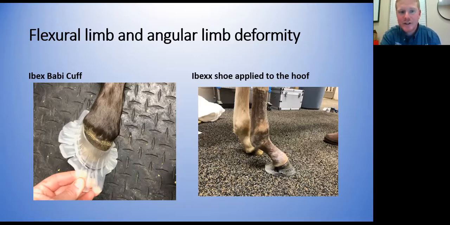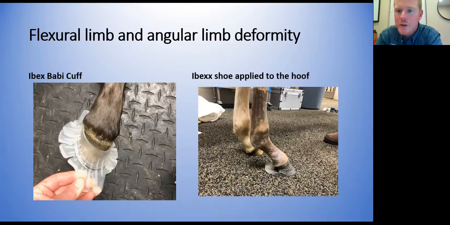What you can do is actually cut areas. The cuff comes in sections, and there are stages to these plastic cuffs, and you can cut the area that you don't want to extend out. So when you have an angular limb deformity or a flexural deformity, like this horse in the image on the right, you can cut away. This horse still has the cuffs. This is just an example. These areas of the cuff you can cut away and just use the palmar or plantar extension. In this horse, it was a palmar extension of the front leg.